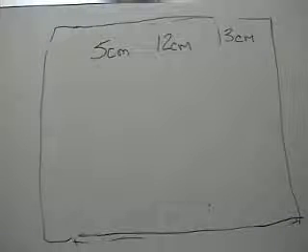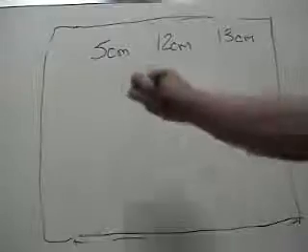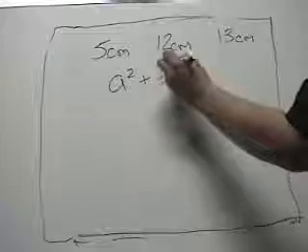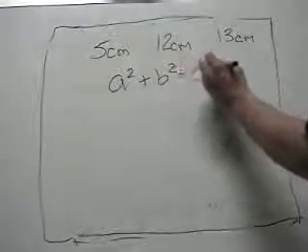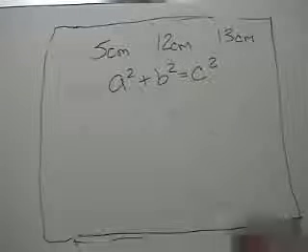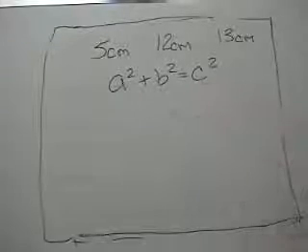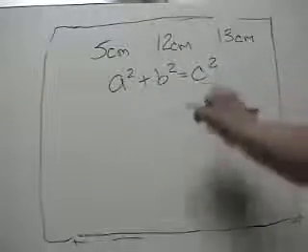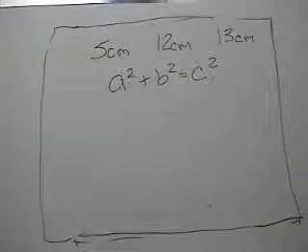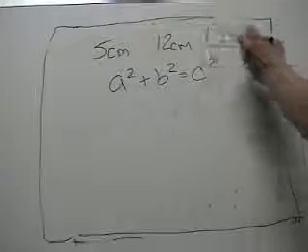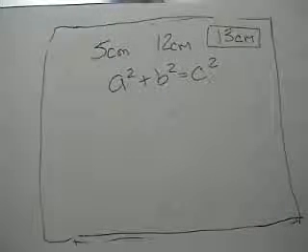You can do that by utilizing the Pythagorean Theorem, which is a squared plus b squared equals c squared. First thing we need to do is figure out what's the hypotenuse. It doesn't matter the order of these two, but what does matter is the hypotenuse. If I'm looking at these three numbers, I know that the hypotenuse is going to be the longest side.